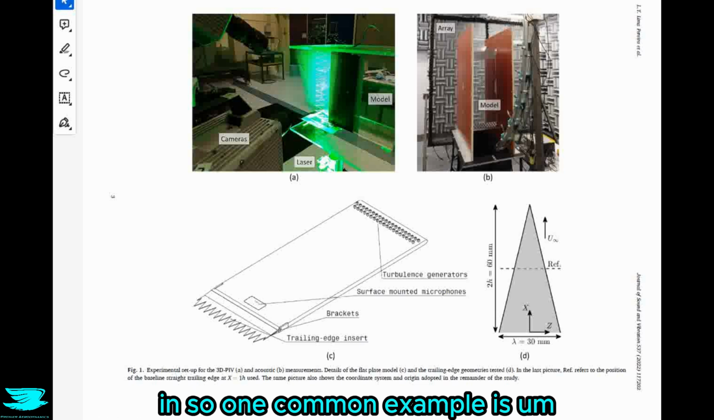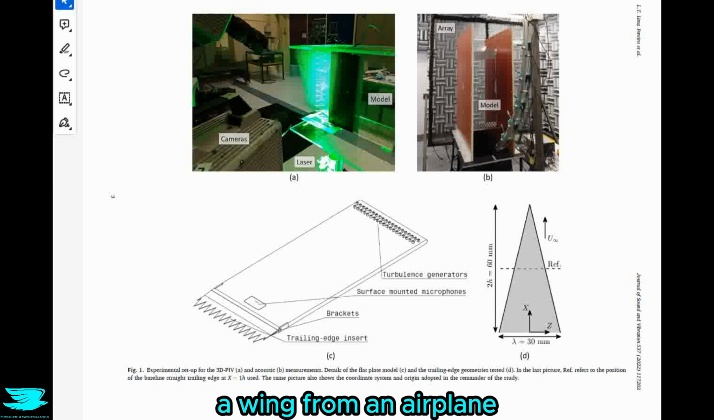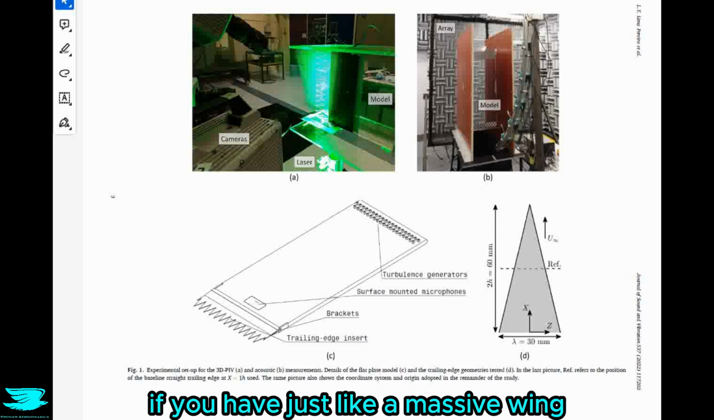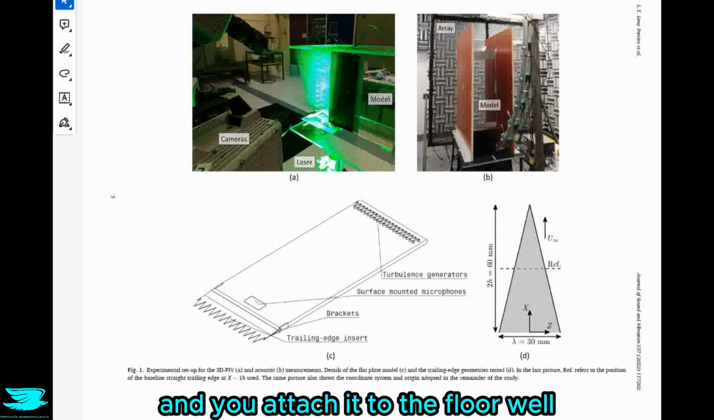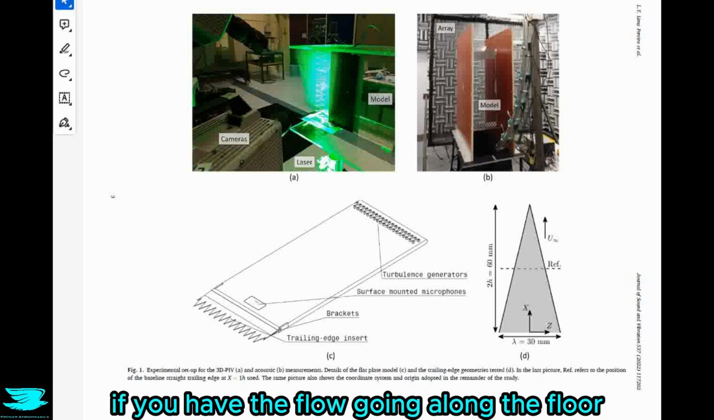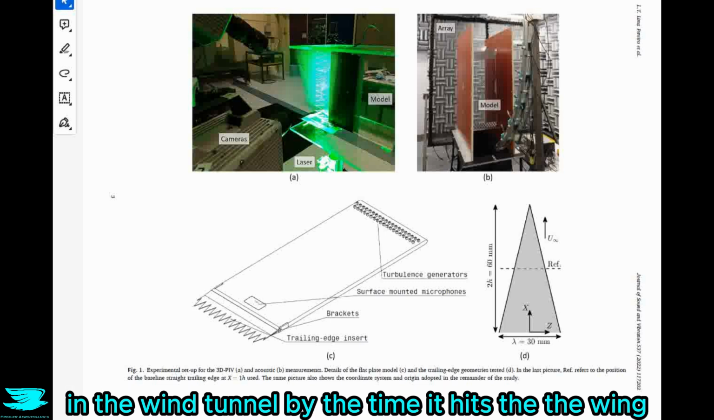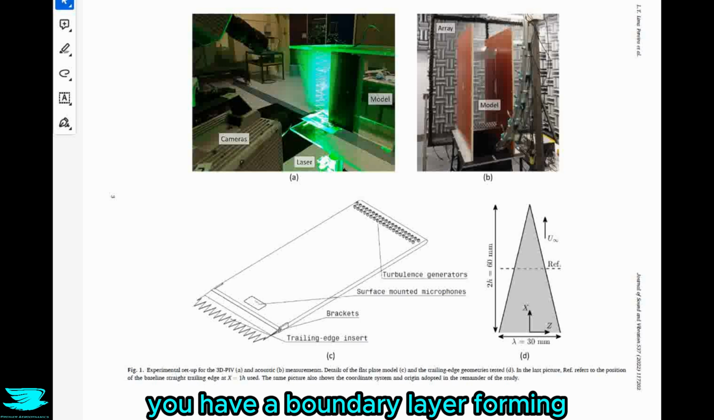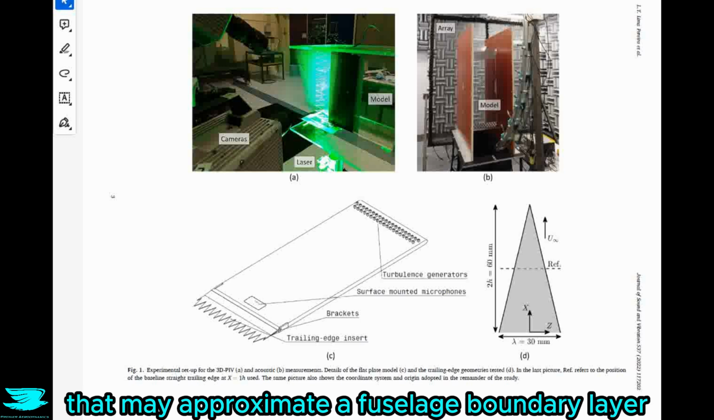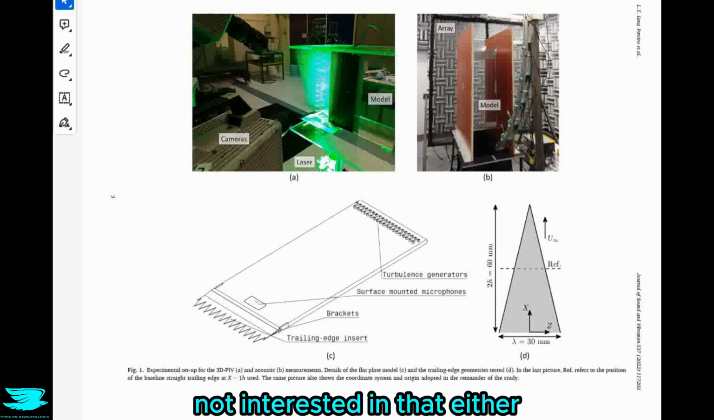So one common example is when you have, for example, a wing from an airplane. If you have just a massive wing and you don't have the airplane itself and you attach it to the floor, well, if you have the flow going along the floor in the wind tunnel, by the time it hits the wing, you have a boundary layer forming. That may approximate a fuselage boundary layer, maybe not, maybe you're not interested in that either.